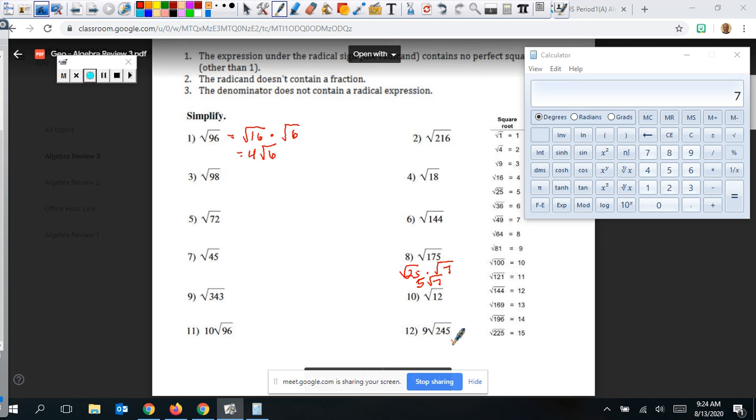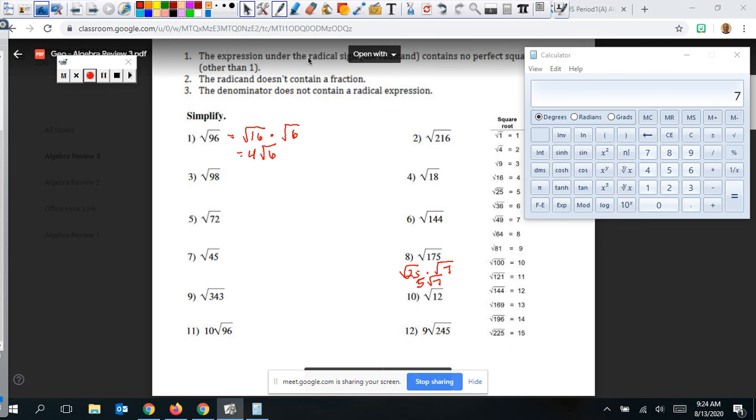So 245, that takes us down to about here. Let's see, does 225 go into 245? No, it's too big. 196, no. Now since this does end in a 5, we're probably going to have to go all the way back down to 25 again, maybe, but not really, because it's not going to work either. That doesn't go in. So we're going to have to find something else that's going to go into 245.